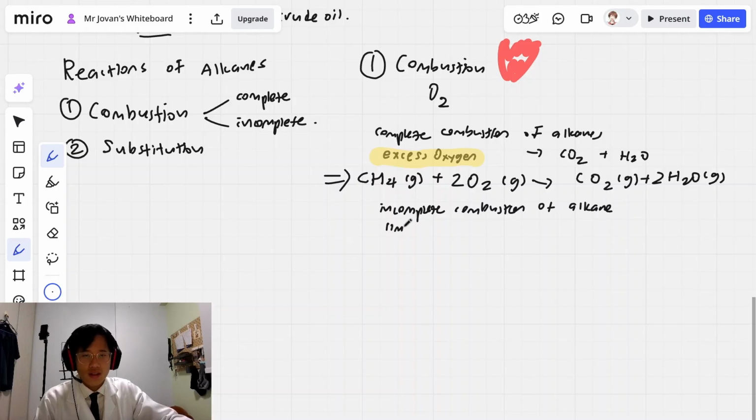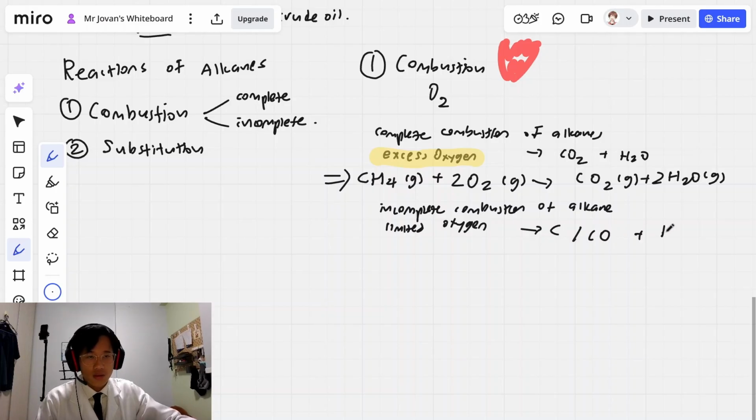Incomplete means I only have a limited amount of oxygen, and my products will be different. I will end up with either carbon or carbon monoxide, but both of them plus water. I'm going to write the potential formulas. Similarly, we'll use methane, which exists as a gas at room temperature. You can just remember that methane is a gas. If it's other types of alkanes involved in the reaction, usually they will let you know the state of it, but just take note that methane is a gas.